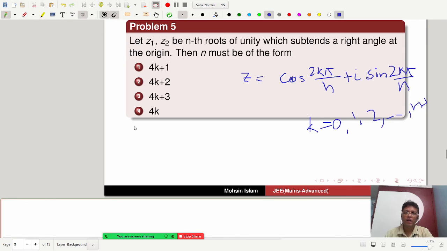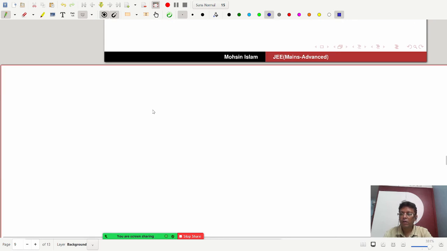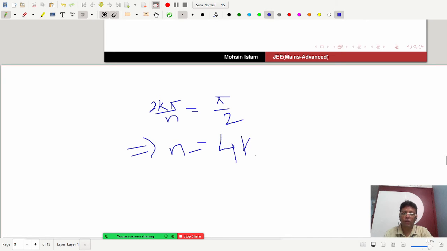Now, according to the question, nth roots of unity which subtend a right angle at the origin. Right angle at the origin. So you have 2k pi by n is pi by 2. So you see, you have the form n equal to 4k. This is one of the ways for solving.